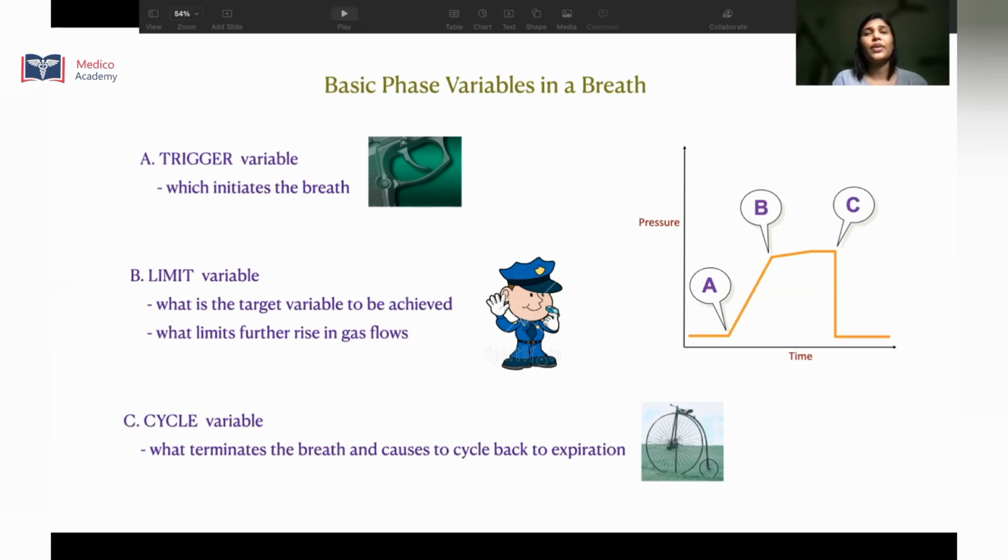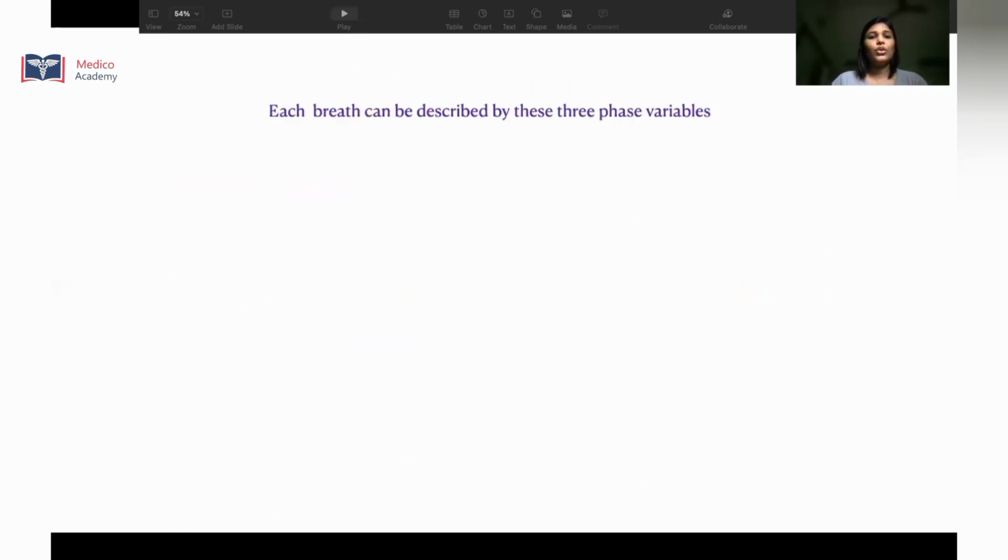Why are these phase variables important? Because this is the way you describe breaths on a mechanical ventilator, and when you know how to describe a breath, you will know better about the mode which you are using. It also becomes easier and helpful in deciding which mode you have to use in a particular case. So each breath can be described by these three phase variables.